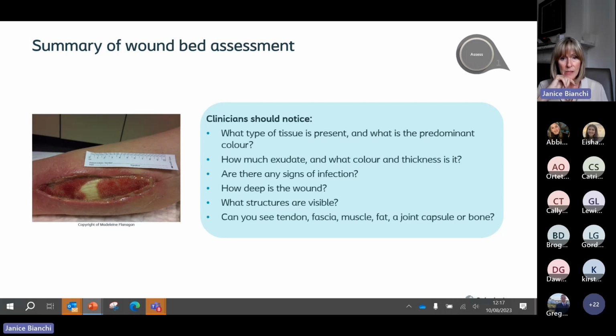How deep is the wound? Are there structures which are visible? So you can see here that this is either tendon or fascia, but it could be muscle, fat, joint capsule or bone. And if you see that, you need to report on that too.